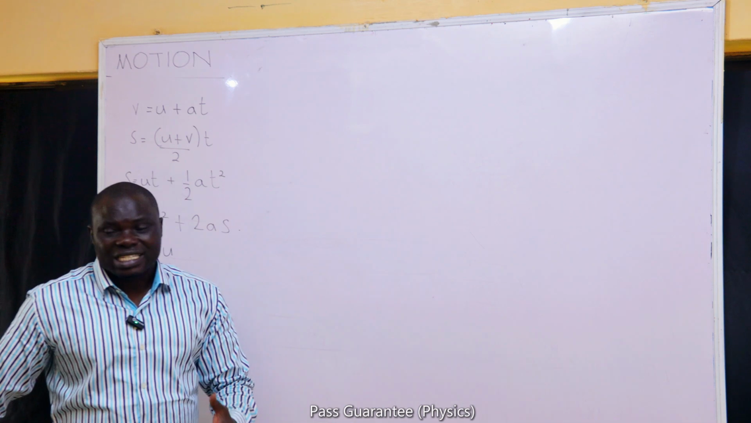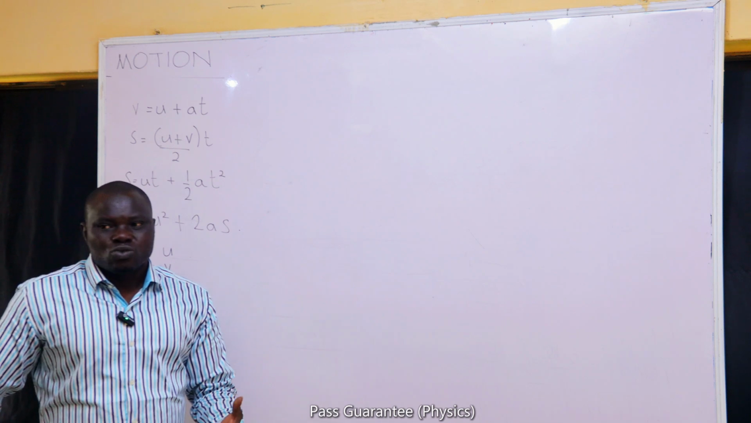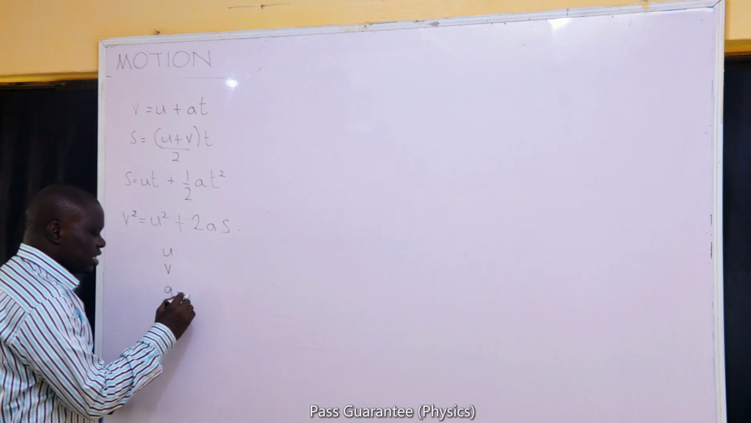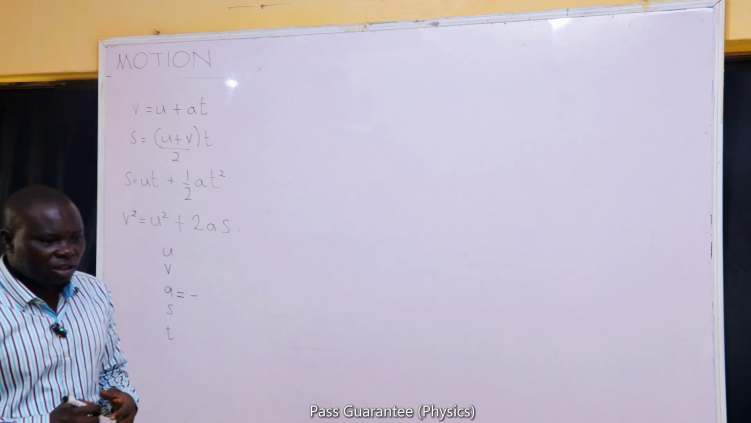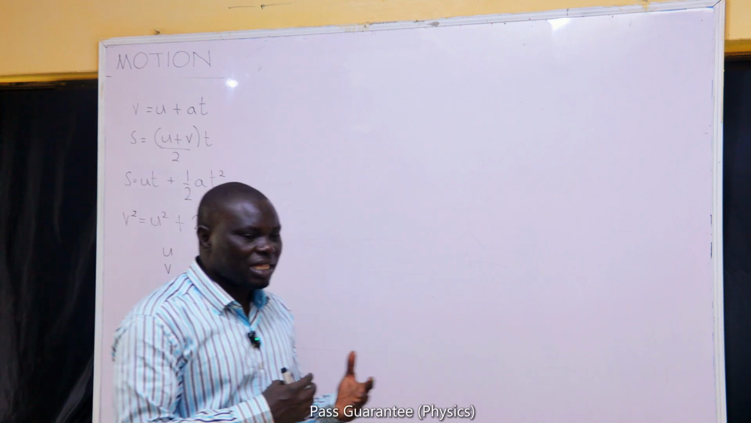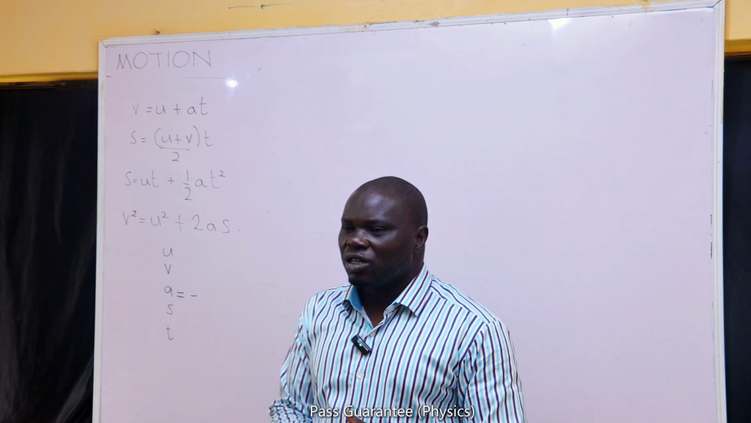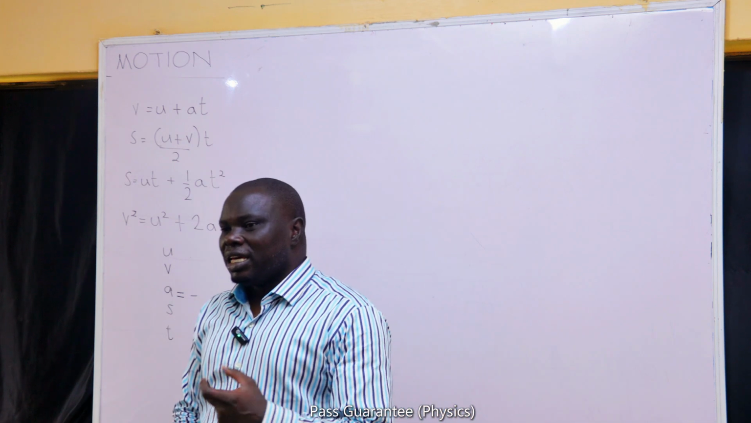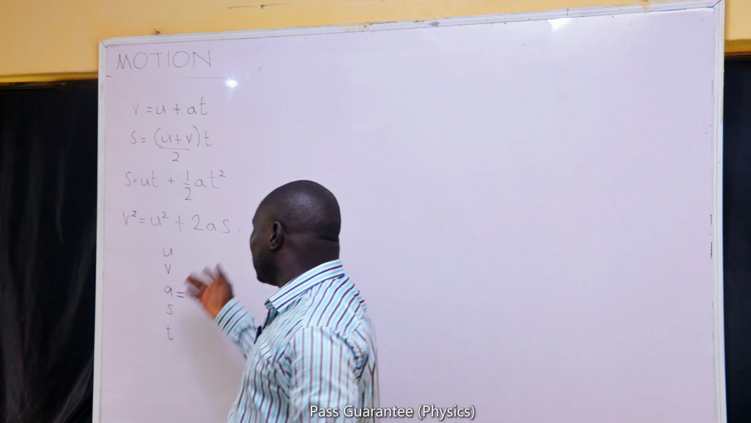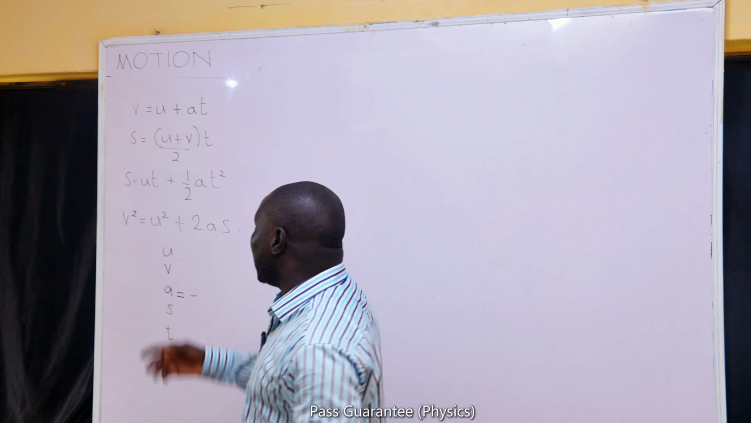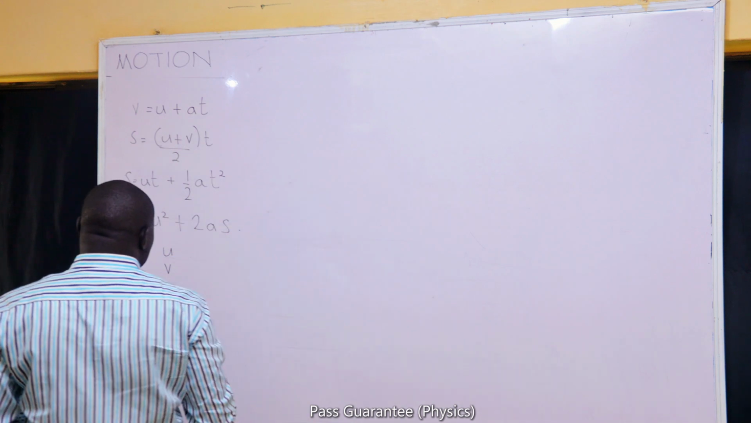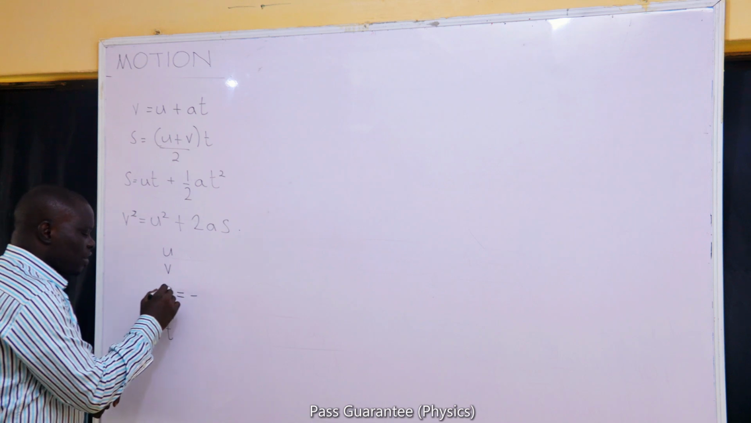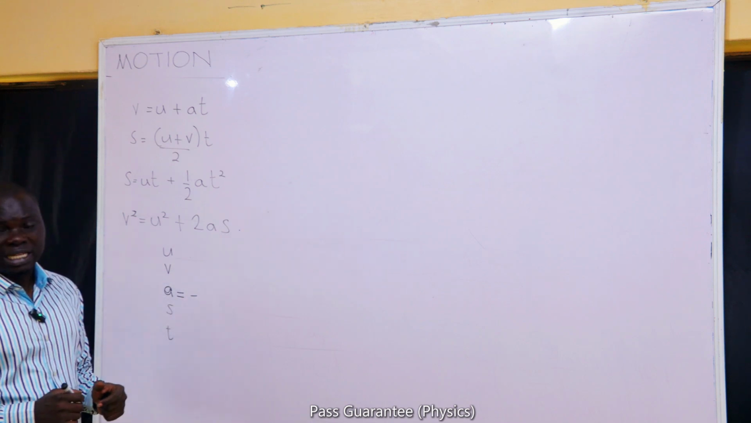So when an object decelerates or retardates, we can still refer to it as an acceleration, only that this time the acceleration is negative. If you are told that an object is decelerating at 3 meters per second squared, because deceleration and retardation have the same unit as acceleration, there's no deceleration in my equation. What I have in my equation are acceleration values. So if an object is retardating and I still want to use the same equation for it, all I need to do is refer to it as an acceleration, but this time the acceleration is negative.